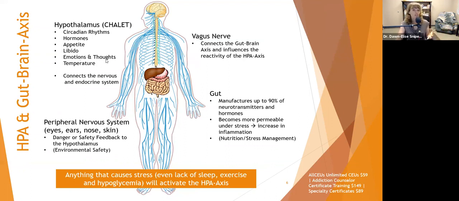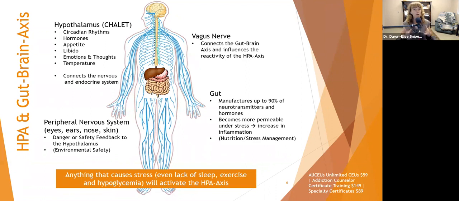Your emotions and thoughts are going to be affected because the hypothalamus is part of that limbic system, and your body temperature is going to be affected. When you're in fight or flight, your body temperature goes up. When you are in rest and relax, your body temperature goes down.